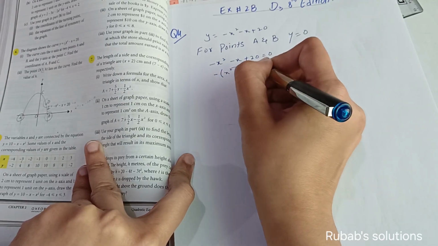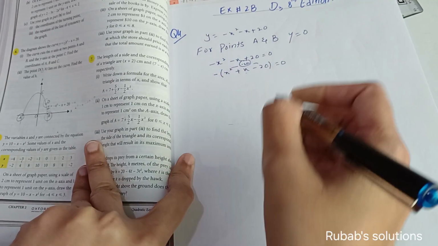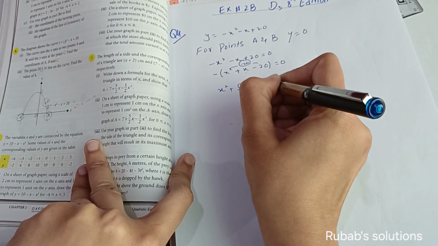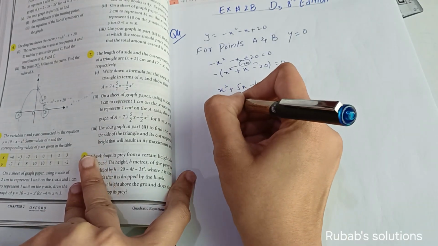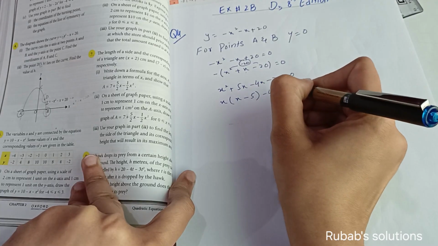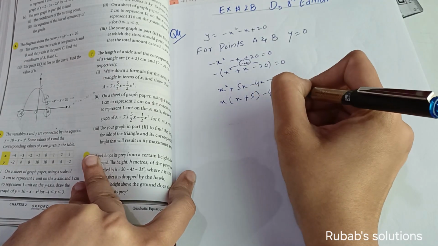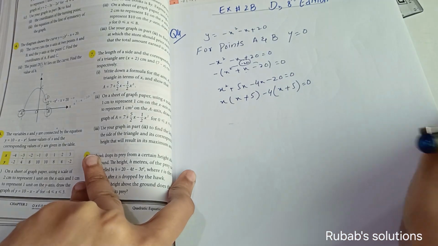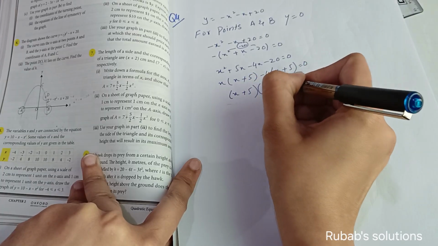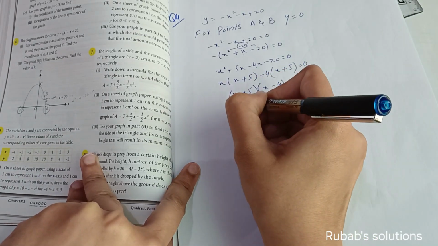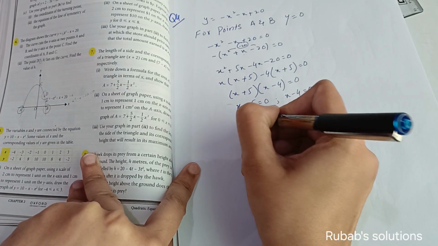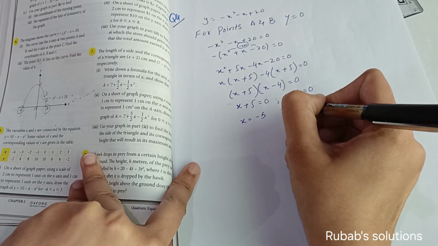Now I have to take the factors of minus 20 such that after addition I will get plus 1. So I know that 5 and 4. So x squared plus 5x minus 4x minus 20 equals 0. From x I will take common x minus 5... minus 4 I will take common, so x plus 5. So either in one bracket it will be x plus 5, in the other bracket x minus 4, equal to 0. So either x plus 5 equals 0 or x minus 4 equals 0. From here x is equal to minus 5, and from here x is equal to 4.